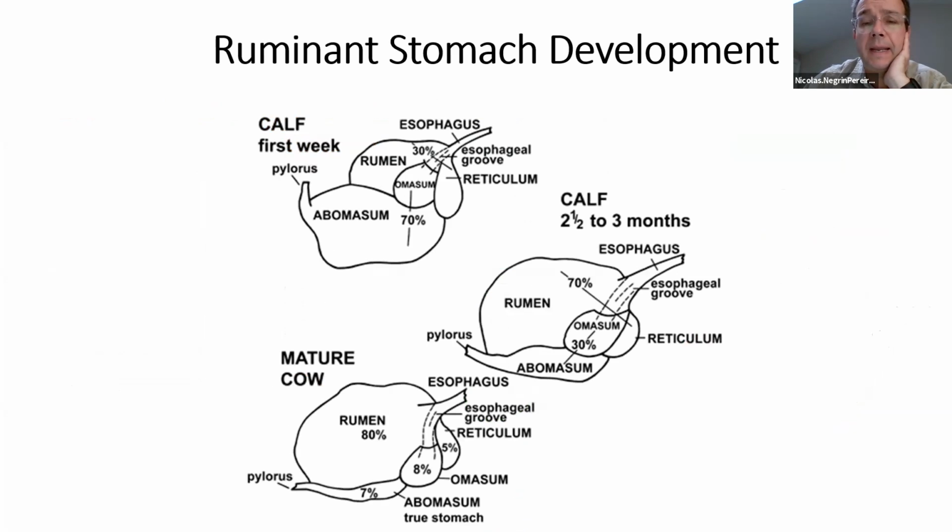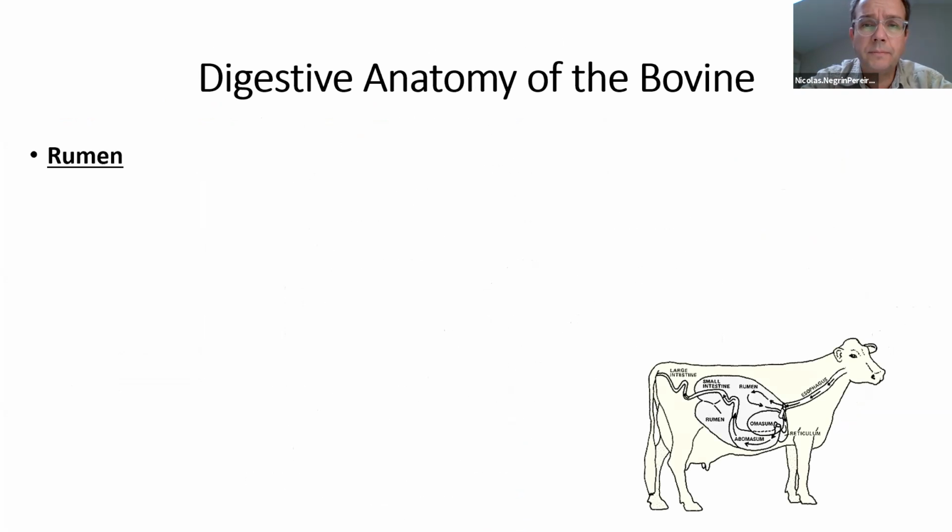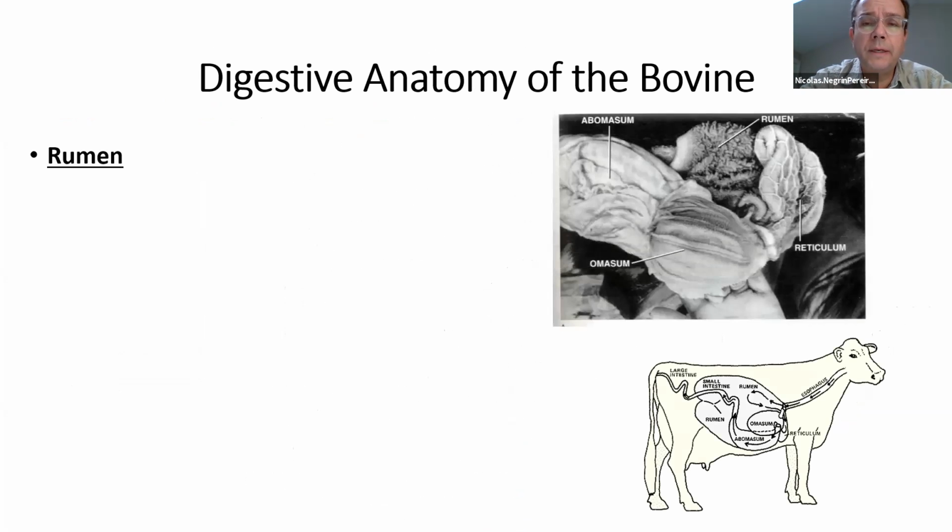This is again another diagram showing the evolution of the stomach of a calf until it becomes a mature adult cow. And I included this diagram because it's actually showing in proportion the different compartments. So the rumen, again, is the largest stomach in adult ruminants.